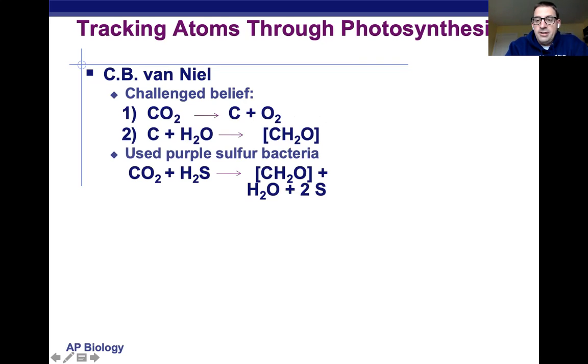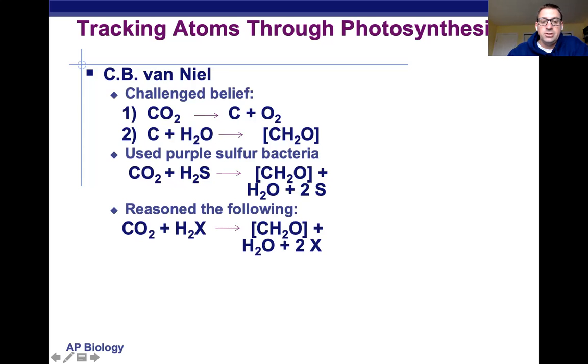But what C.B. Van Niel noticed is he was working with special bacteria called purple sulfur bacteria. They use hydrogen sulfide gas instead of water in photosynthesis. And what he noted was that they produced sulfur and carbohydrates. So he was reasoning that the electrons that are used in the light reactions come from this hydrogen sulfide being split, and this sulfur that is released would be very similar to what happens in organisms that use water.